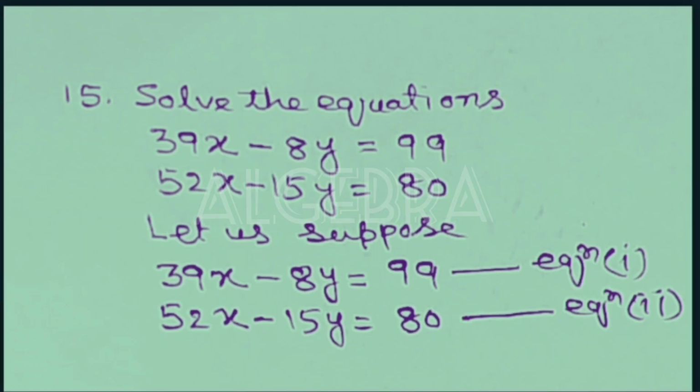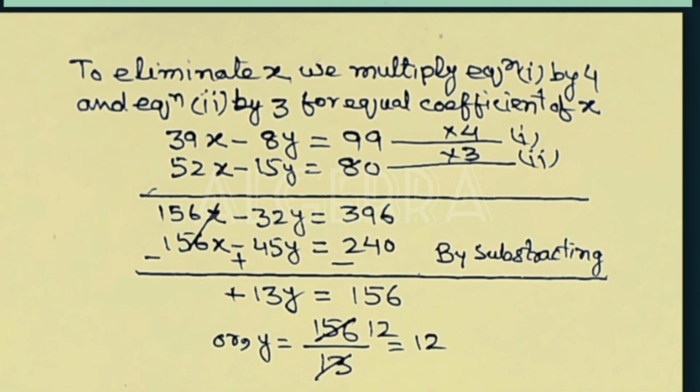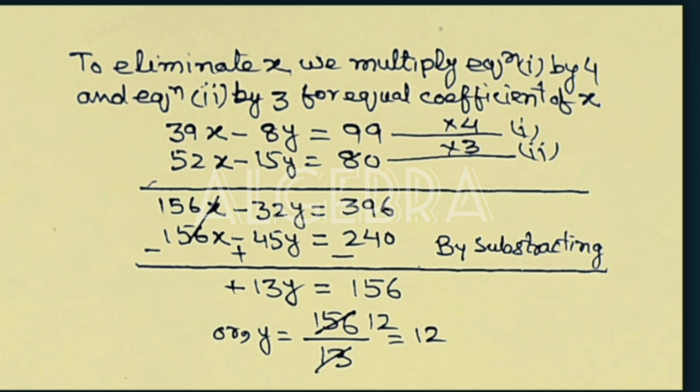15. Solve the equations 39x - 8y = 99 and 52x - 15y = 80. Let us suppose 39x - 8y = 99 (equation 1) and 52x - 15y = 80 (equation 2). To eliminate x, we multiply equation 1 by 4 and equation 2 by 3 for equal coefficients of x.